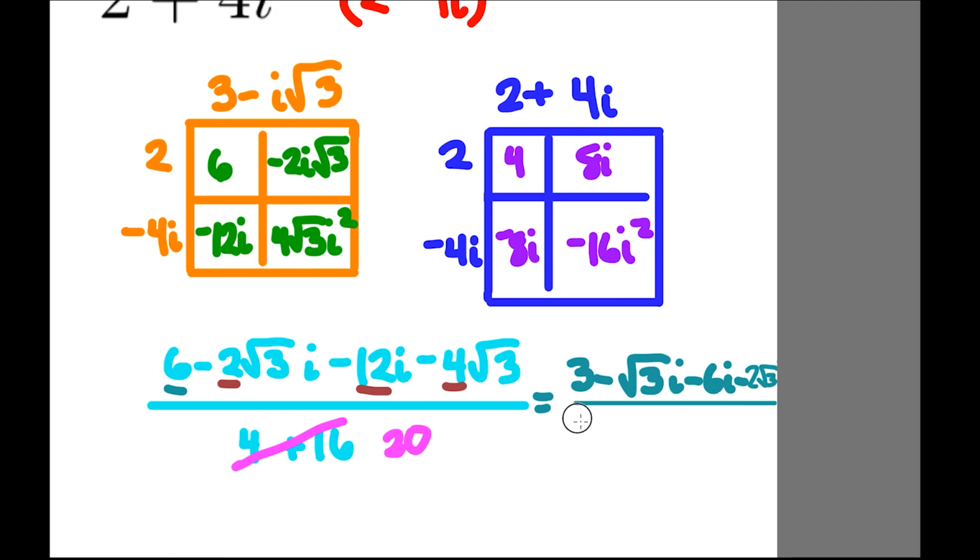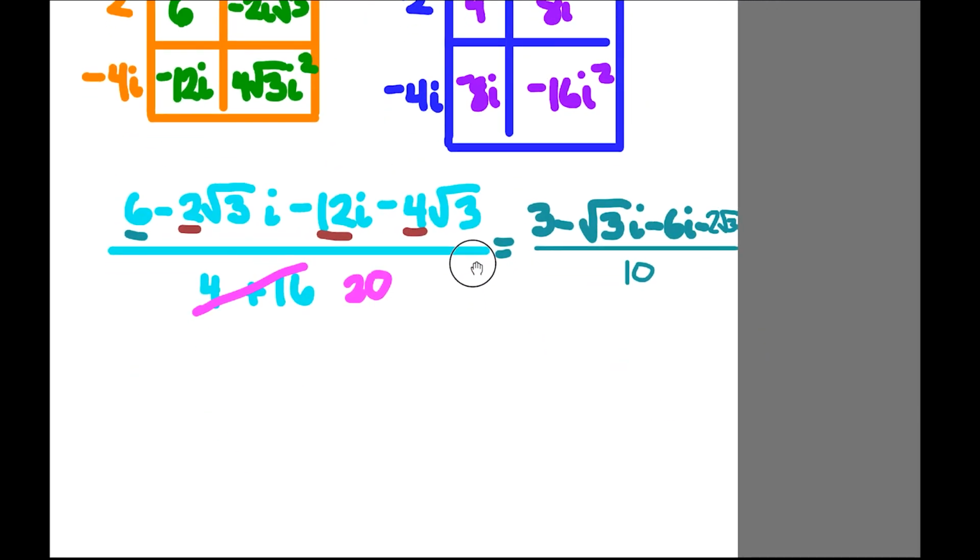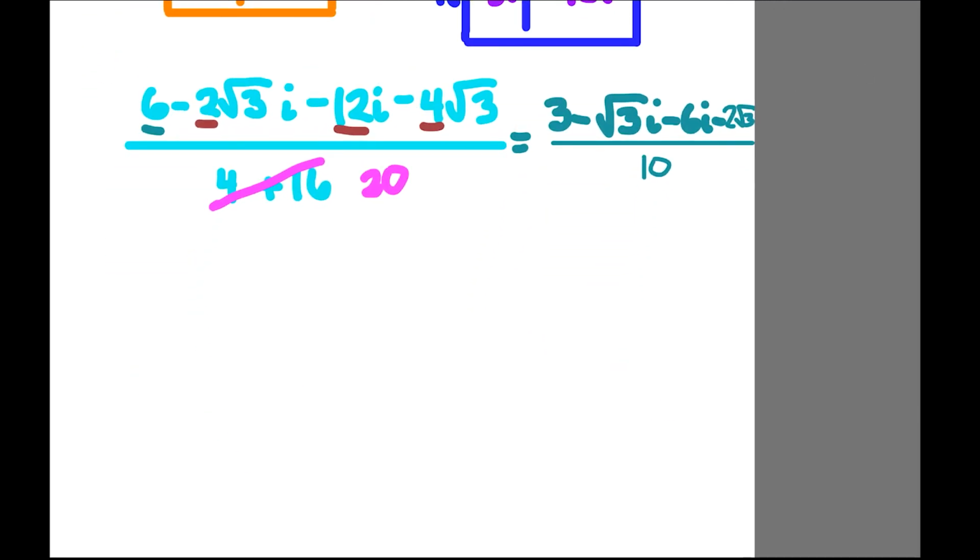And then we're going to divide this all by 2 as well, so that's going to be 10. So I'm going to rewrite this so it's a little bit neater here. Your final answer should be 3 minus root 3i minus 6i minus 2 root 3 all over 10.